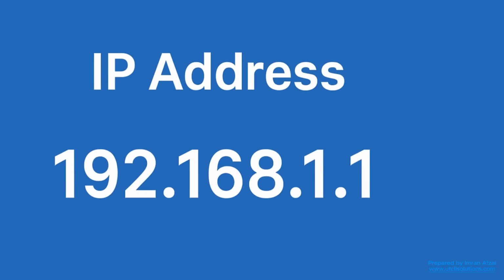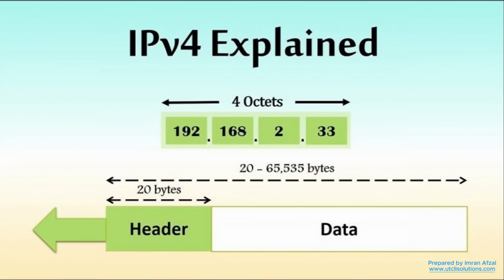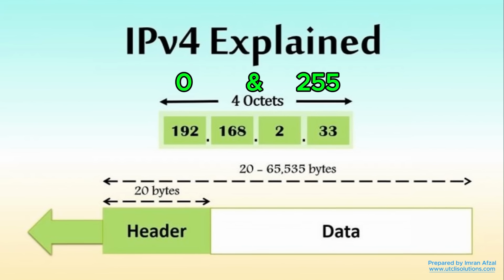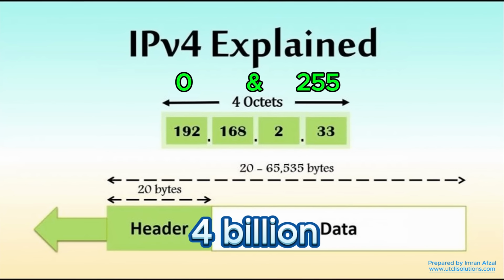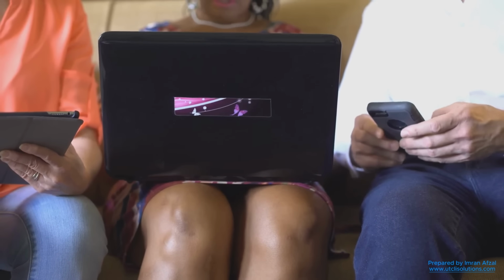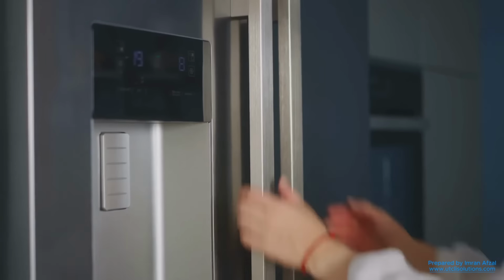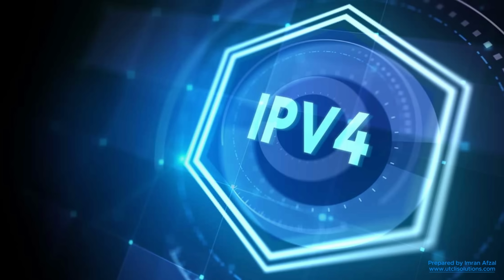IPv4 addresses look like this. This is a set of 4 numbers, and each number can be between 0 and 255. This means there are about 4 billion possible addresses. That may sound like a lot, but think about how many phones, tablets, computers, smart TVs, game consoles, and even smart refrigerators are connected to the internet today. We've used up most of the available IPv4 addresses.